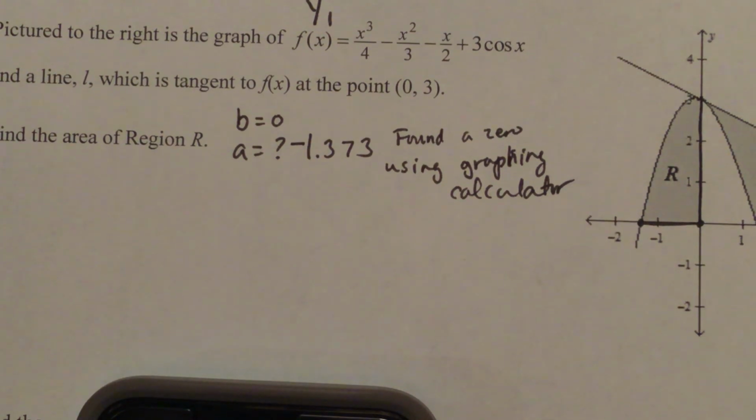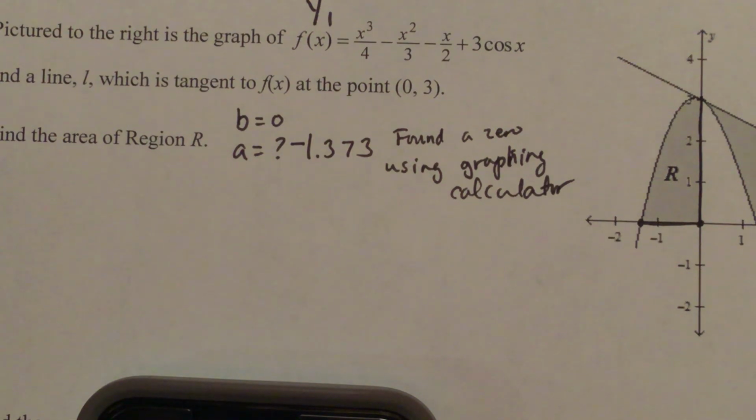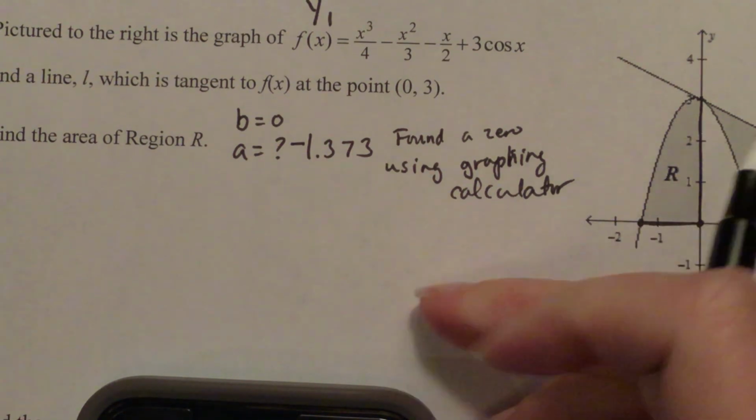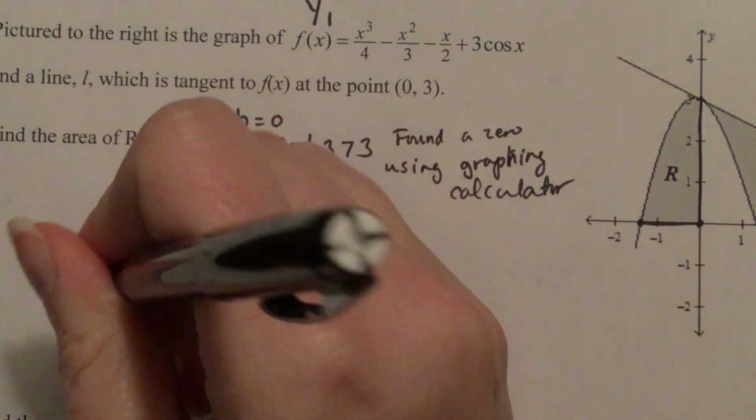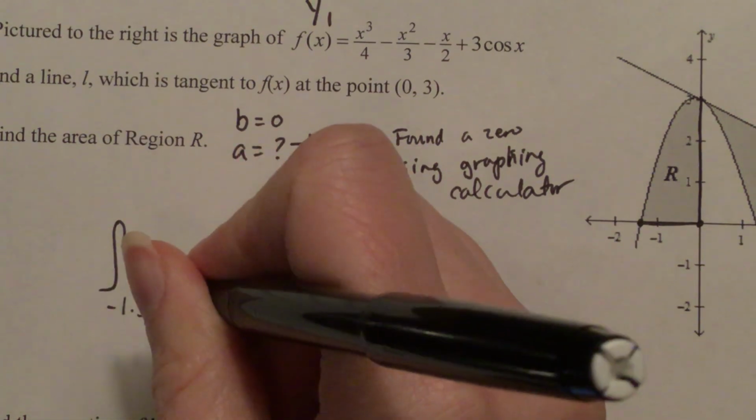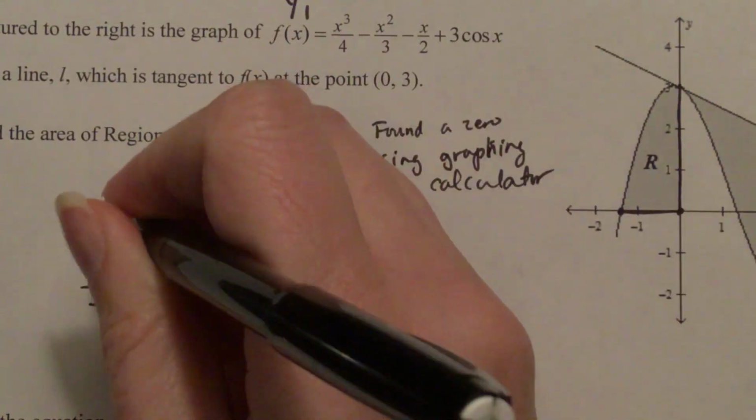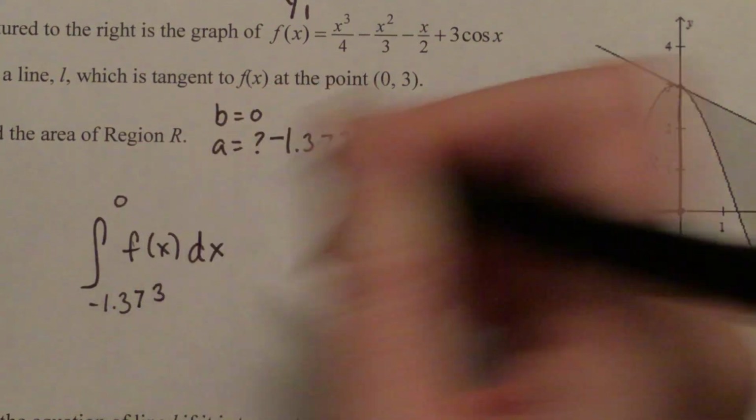Cool. So we've got A, we've got B, we've got f of x, which is this guy. So we literally just need to find that area. It is not pretty working it out by hand. We're going to do this one in the calculator. So we're going from negative 1.373 to 0 of y1, which is f of x dx.